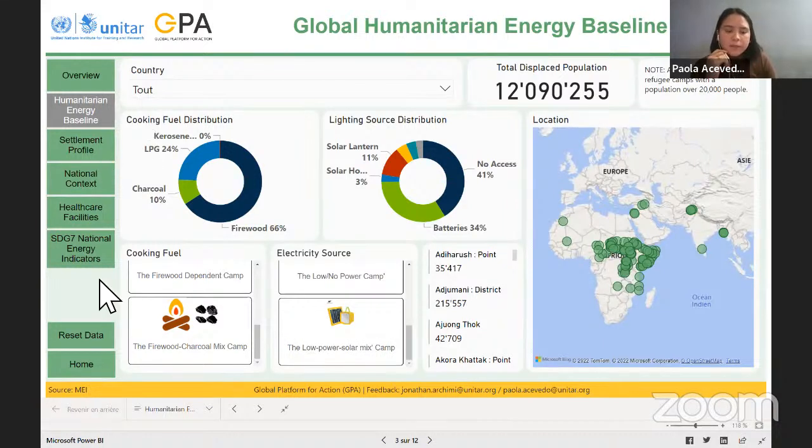This distribution was made with reports of each country. It needs to be detailed more on a camp level basis. And yeah, this was one of the gaps we had with data. Jonathan, you want to continue?